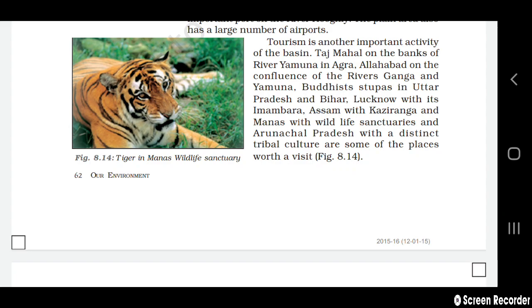The Taj Mahal on the bank of the River Yamuna is in Agra. Allahabad is on the confluence of the River Ganga and Yamuna. There are Buddhist stupas in Uttar Pradesh and Bihar, Lucknow with its Imambara, and Assam with Kaziranga and Manas Wildlife Sanctuary. Arunachal Pradesh with its distinct tribal culture is also one of the places that travelers and foreigners visit and enjoy.